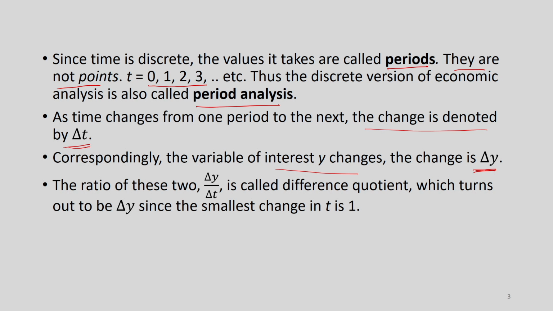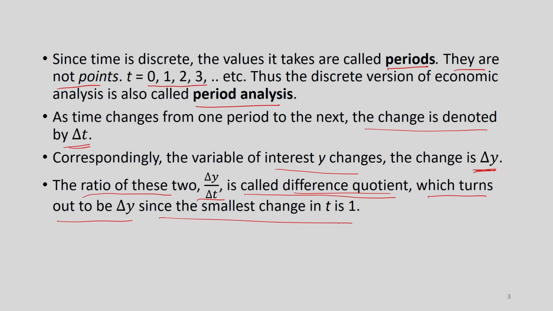Now, we can look at the ratio of these two. Ratio of these two means delta y divided by delta t. So, what does it mean? It means the change in the variable of interest, let us suppose GDP, with respect to 1 unit change in the time, and this is called the difference quotient delta y divided by delta t, which turns out to be only delta y, since the smallest change in t is 1.